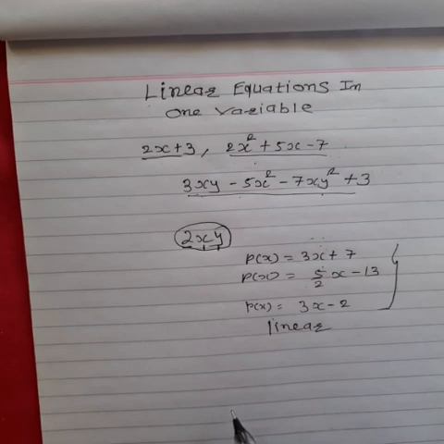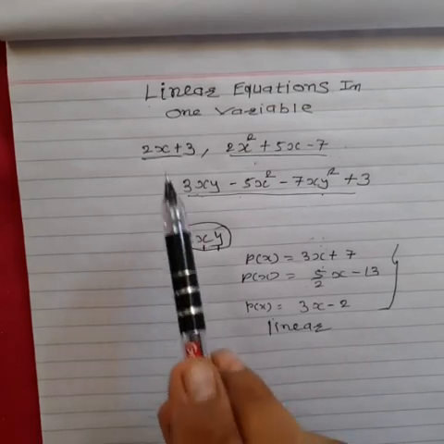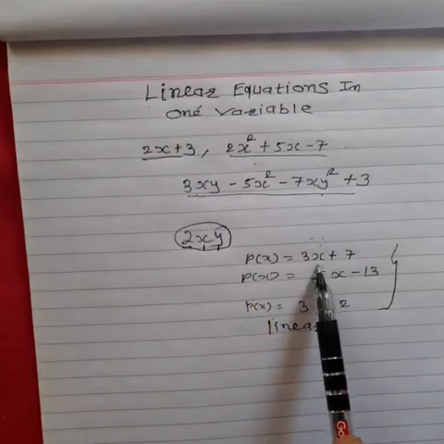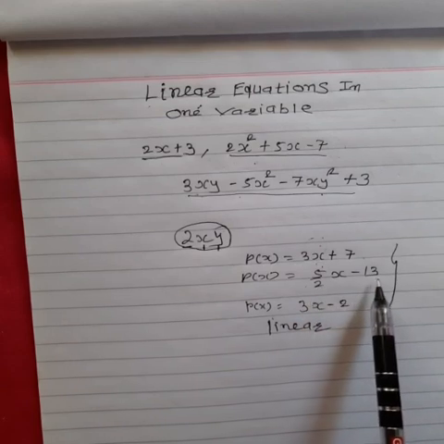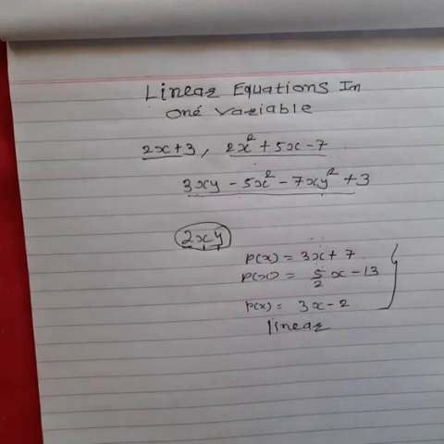So if the degree of the algebraic expression is 1, then it is called linear. Here 3x plus 7, 5 by 2x minus 13, and 3x minus 2 are linear algebraic expressions. You also call it a polynomial, but there is a little difference between a polynomial and an algebraic expression.